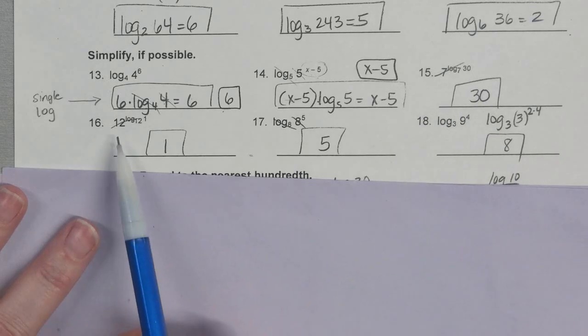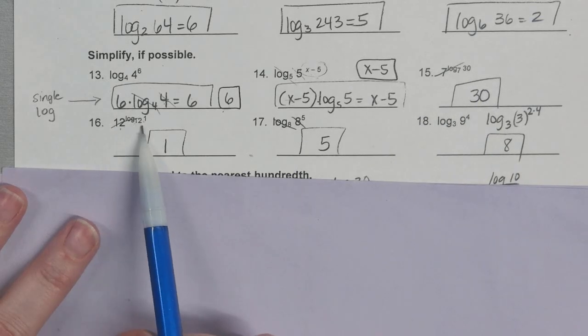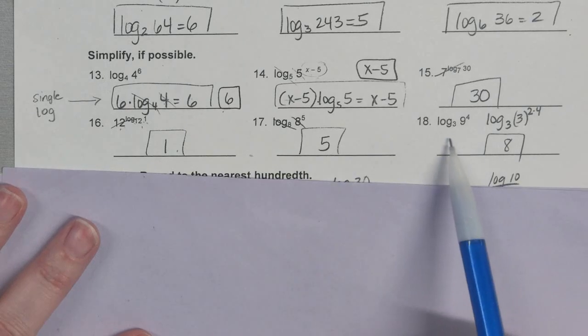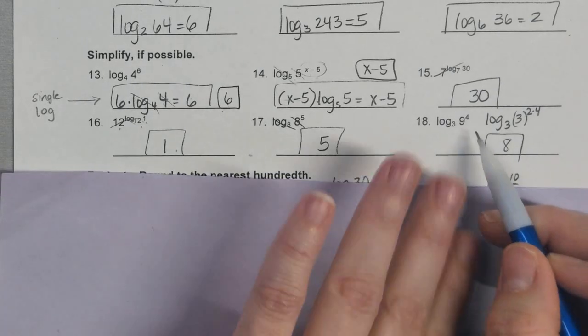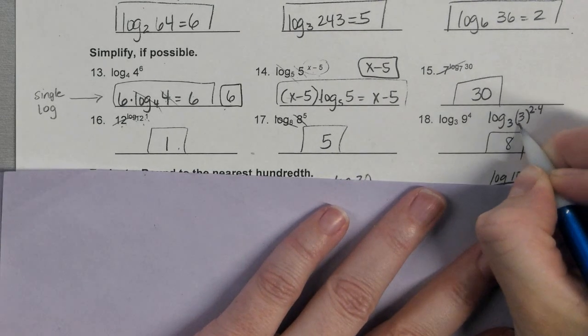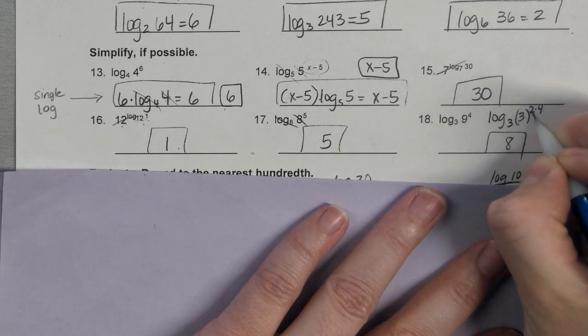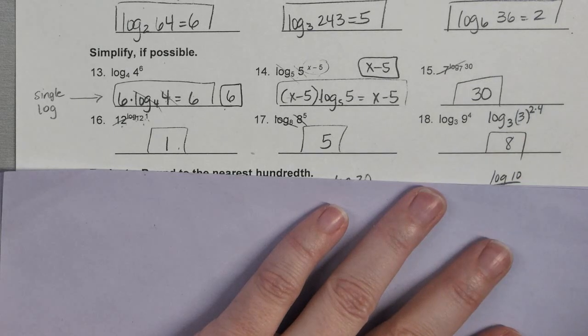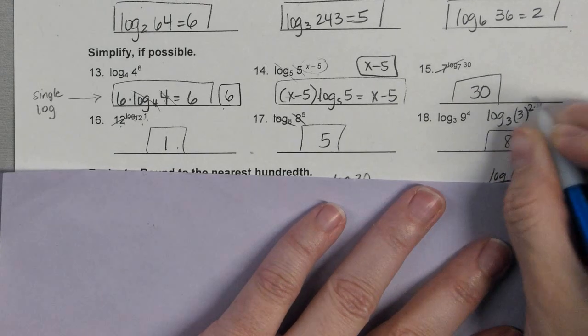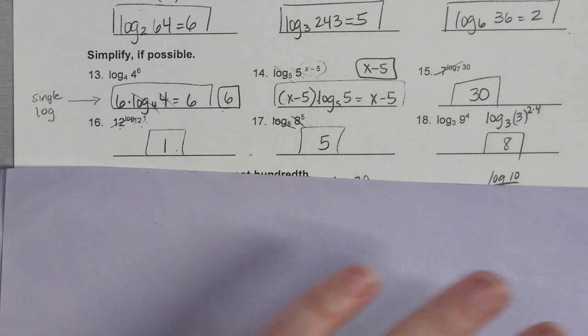You'll get 30. 12 and log base 12 cancel, so you're left with 1. These cancel to get 5. And then in order for this to cancel, you have to rewrite it. So 9 is 3 squared. Remember, when you have a power to a power, what do you do with those exponents? Multiply. So that's why you should get 8. Okay, so if you got 2, it just means you forgot to multiply those.